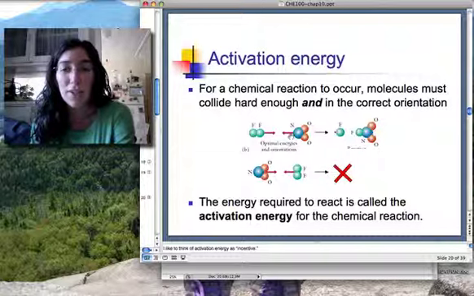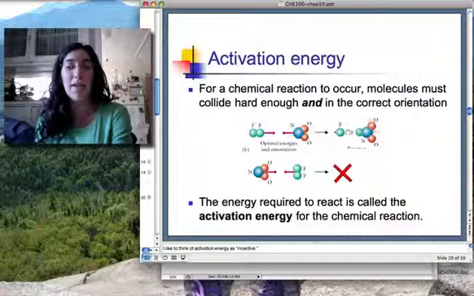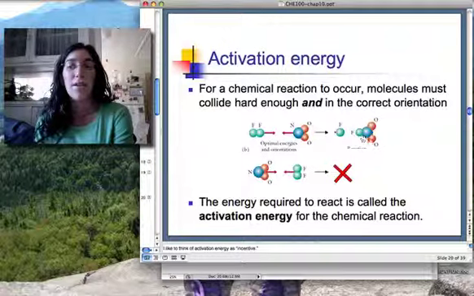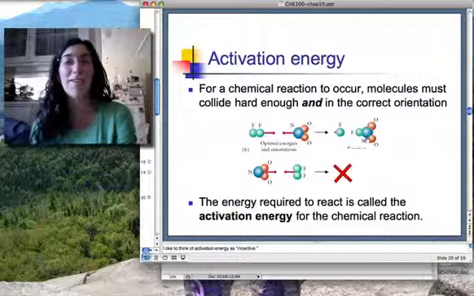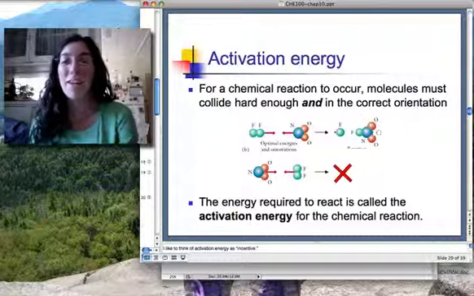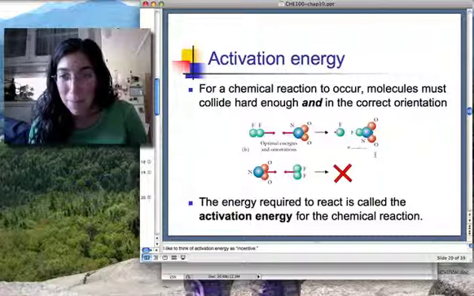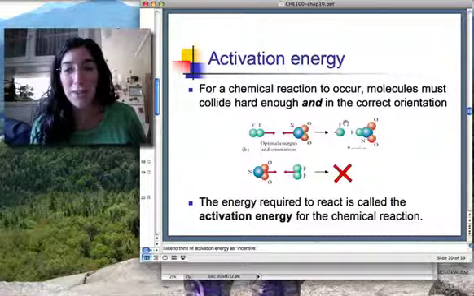If they crash in this orientation, this fluorine bond breaks and this fluorine-nitrogen bond forms, so what you end up with is a free fluorine atom and, I don't know what you call this one actually because it's not a binary molecule, but that's because they crashed in the correct orientation.